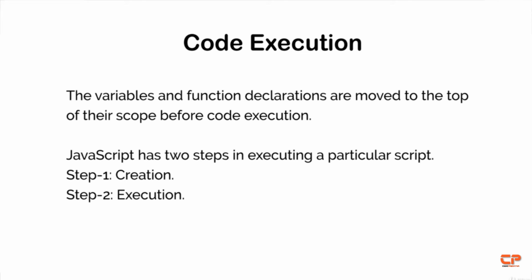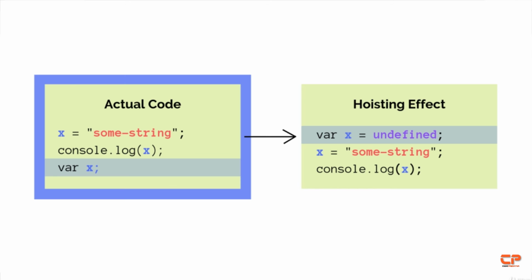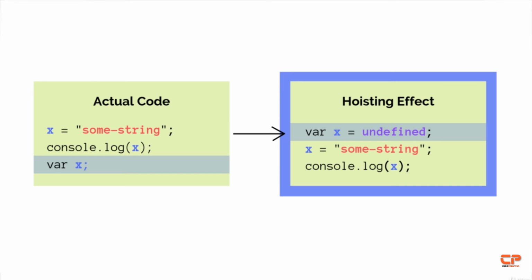In the first step, JavaScript analyzes all the code and allocates the memory space for variables and functions. All the variables are assigned a value of undefined when declared first. When you write this code, this is what JavaScript does behind the scenes. It moves the declaration to the top of the scope, but the assignments are left in place.